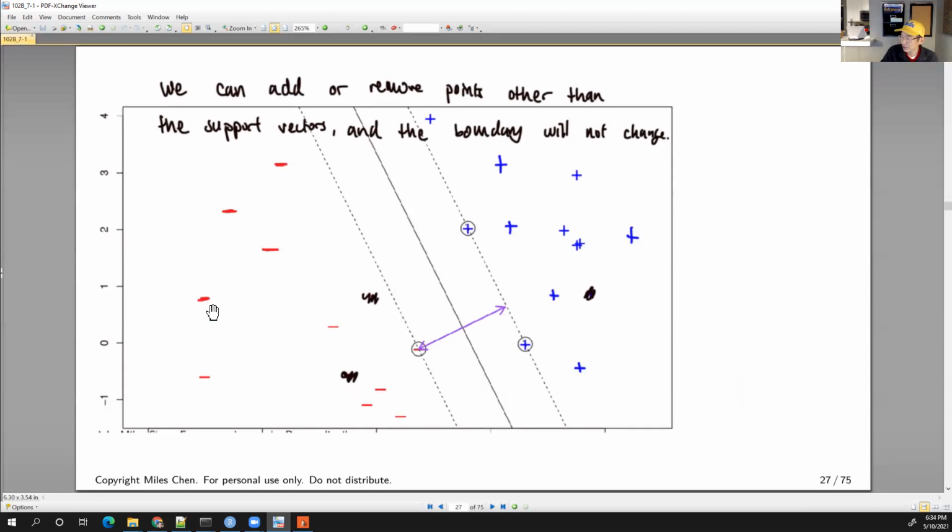Oh, I don't know why this slide is over here. This slide should have been earlier, where I'm just adding some arbitrary minus signs and plus signs into the picture, but the boundary hasn't changed. I put the slide in the wrong spot. But basically these are the support vectors, because I can add or subtract points and it's not going to change the boundary.